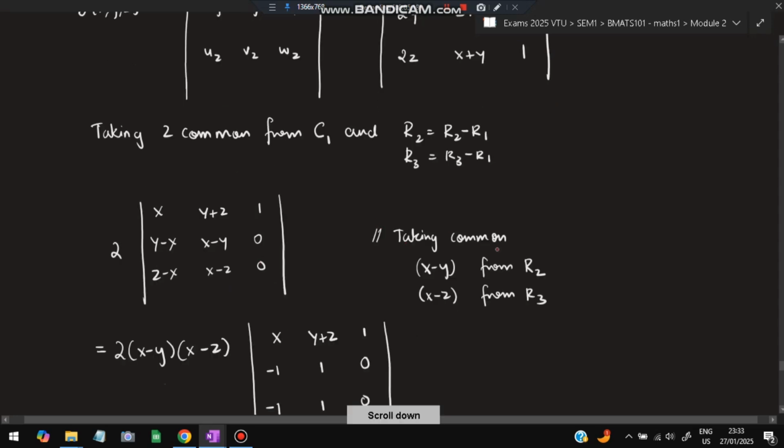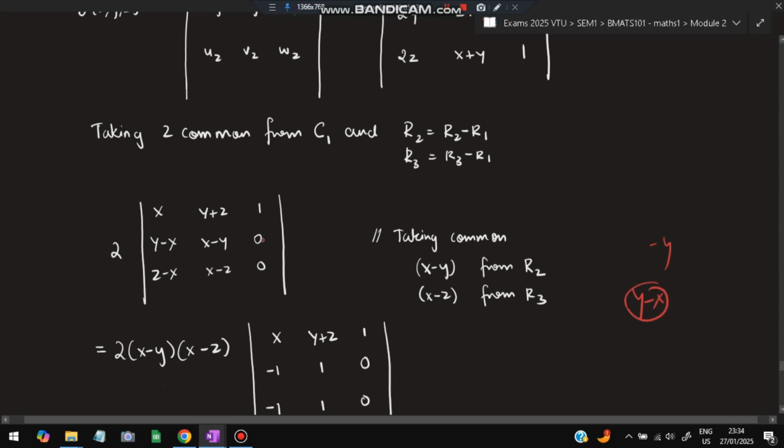Next, again taking common x minus y and x minus z from r2 and r3. From r2 we are taking x minus y as common. If we take x minus y as common from here, this will be minus 1. Why? Because x minus y into minus 1 gives minus x plus y. If we rearrange, it becomes y minus x, which is nothing but this.